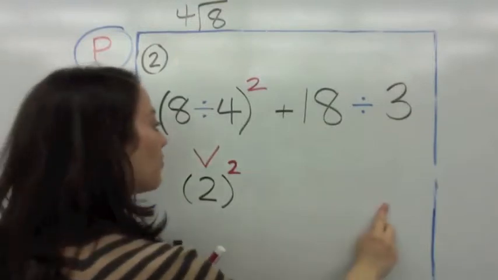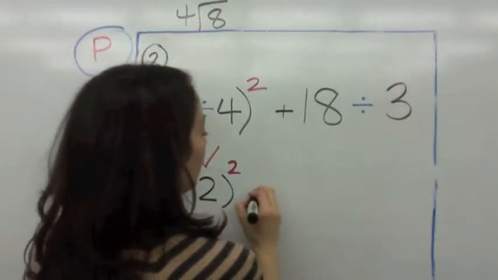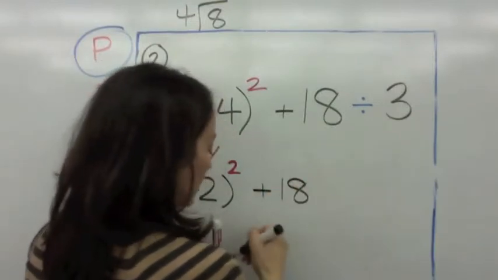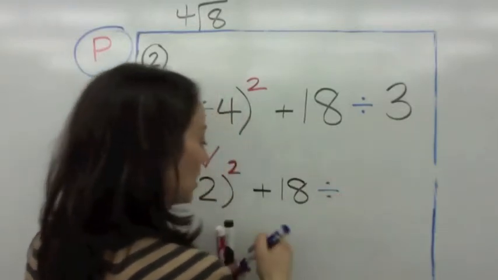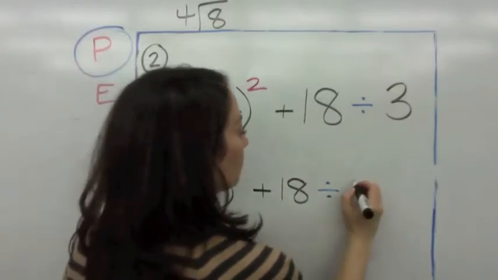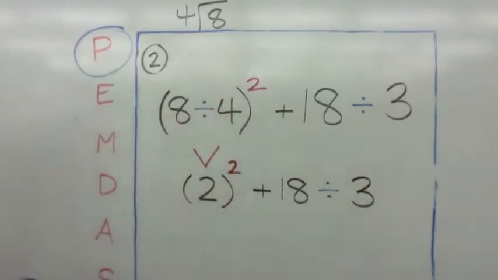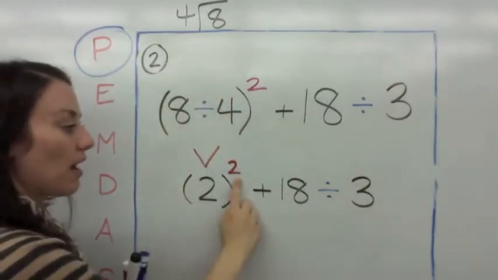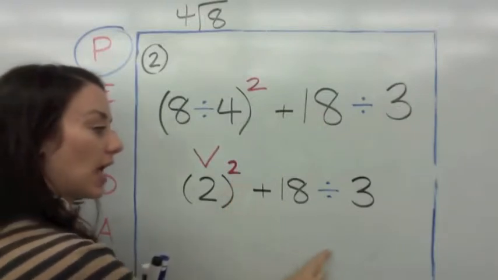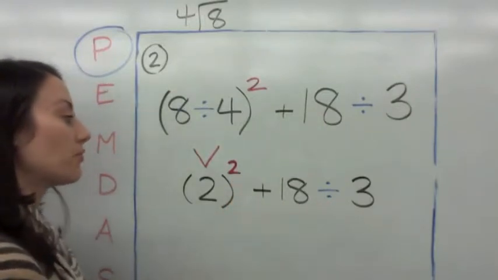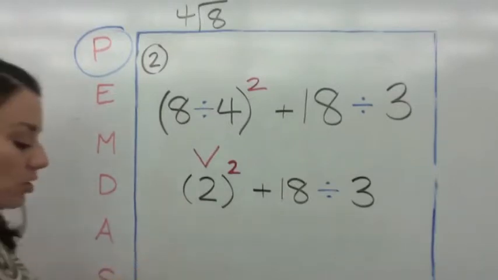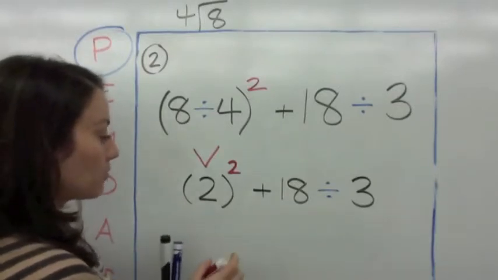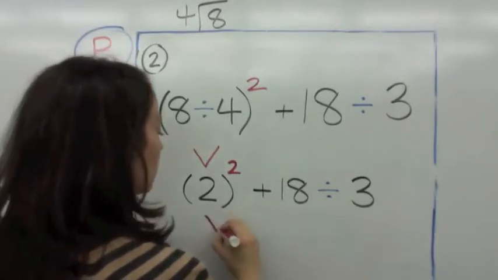Okay, let's bring down the rest of the operations. We have plus 18, then we have divided by 3. So I'm going to make the division sign in blue. Now this becomes pretty simple because you have exponents, addition, and division. Tell me, what are you going to do first? What comes first? Exponents, right? So what is 2 squared, or 2 times 2? 2 times 2 is 4.